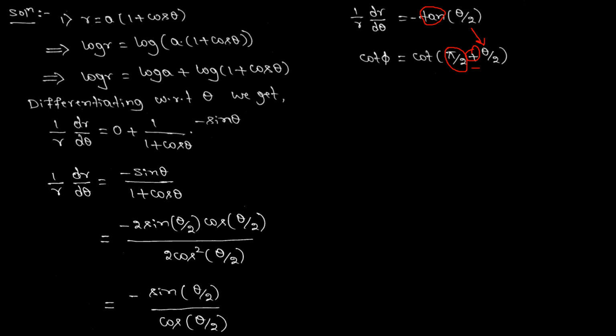Now in the next step, the LHS cot and RHS cot get cancelled. You will get the angle phi as this. So this is your angle between the radius vector and tangent. We cannot stop here because in the question they have given the value of theta. Let us substitute the value of theta and simplify further.